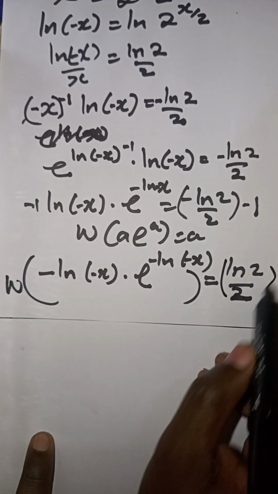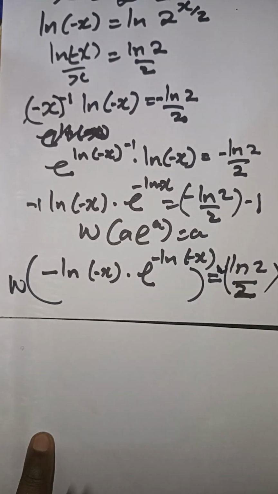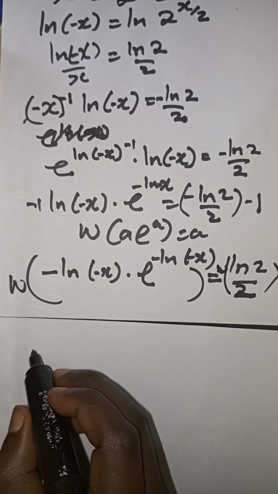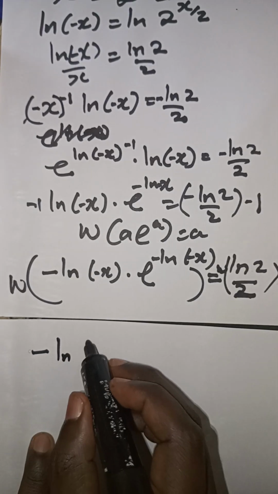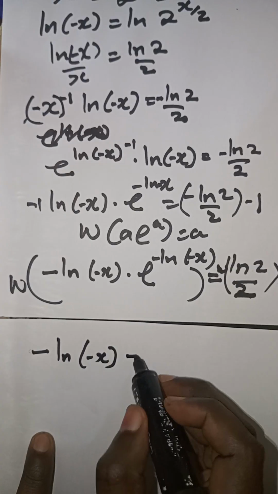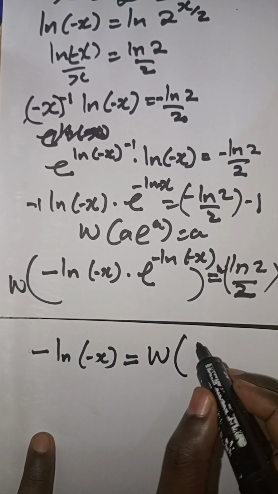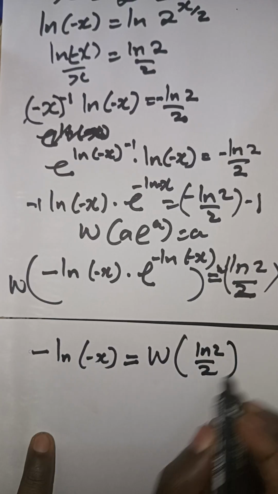Then at this stage, I'm going to take the w of both sides of the equation. So when I take the w of this, it remains as negative ln of negative x is equal to the w of ln of 2 divided by 2.